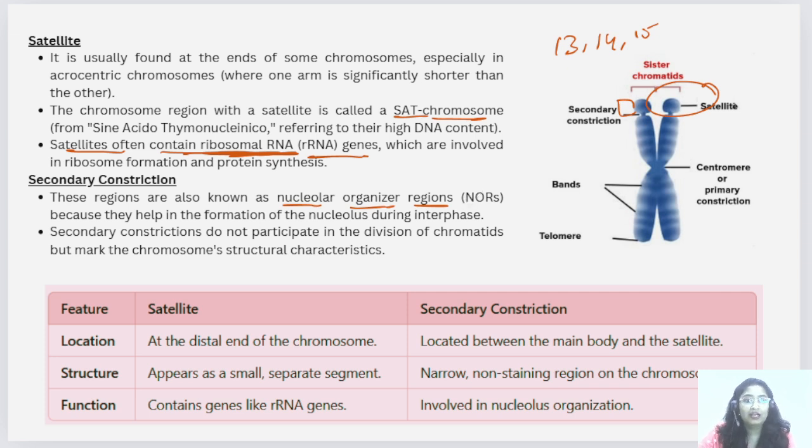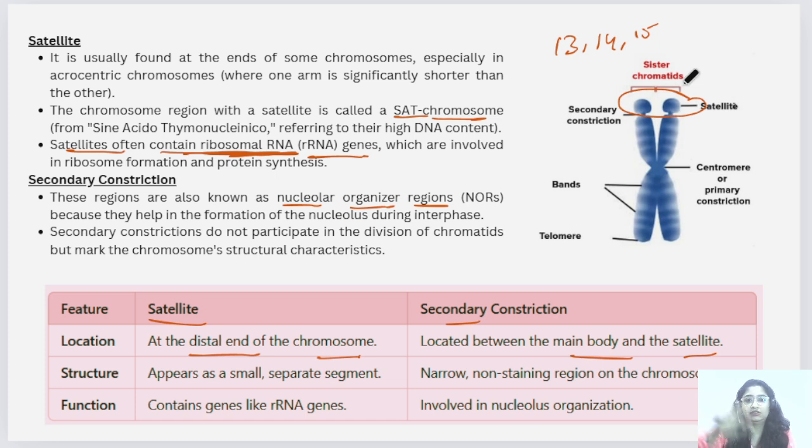So when I was telling you about the nucleolus, who is creating that nucleolus region? These chromosomes only create the nucleolus region, specifically the satellite part of the chromosome. Here you can see the satellite located at the distal end of the chromosome. The secondary constriction region is located between the main body and the satellite.